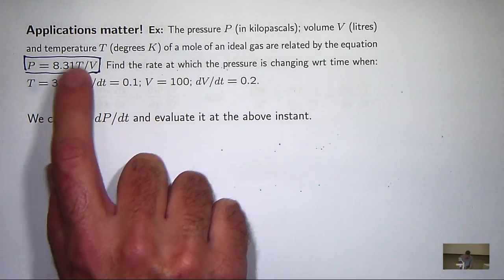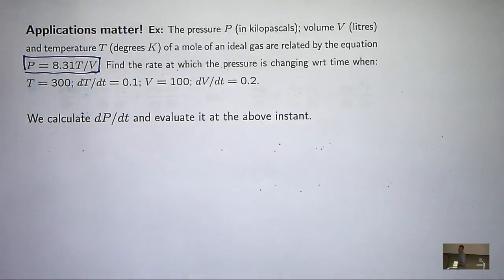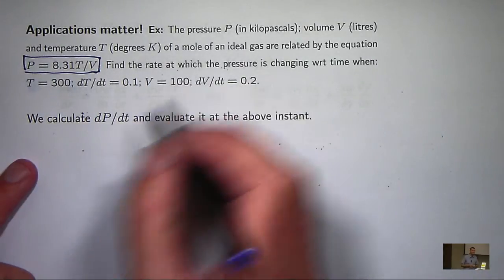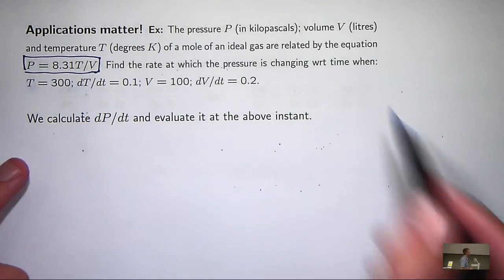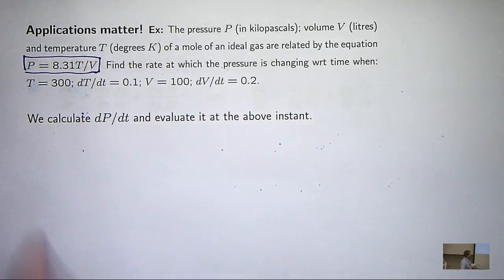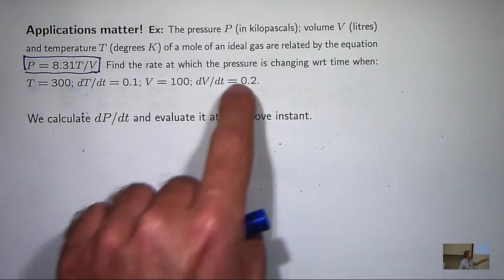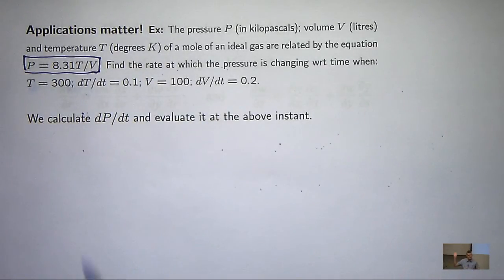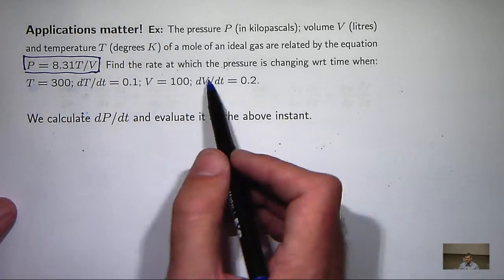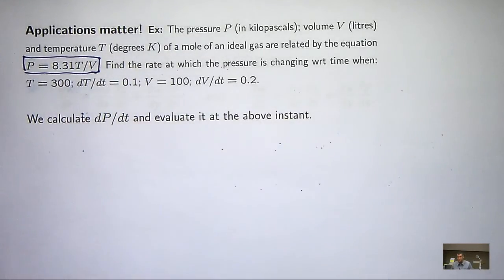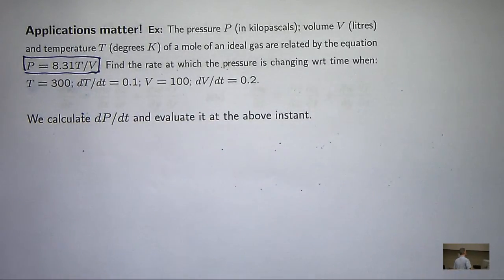What we're asked to do is find the rate at which the pressure is changing with respect to time at this instant. Now you'll see there's a couple of values here and a couple of derivatives, in particular, derivatives with respect to time. So we can conclude that big T and big V depend on time. Okay, let's say t is in seconds.